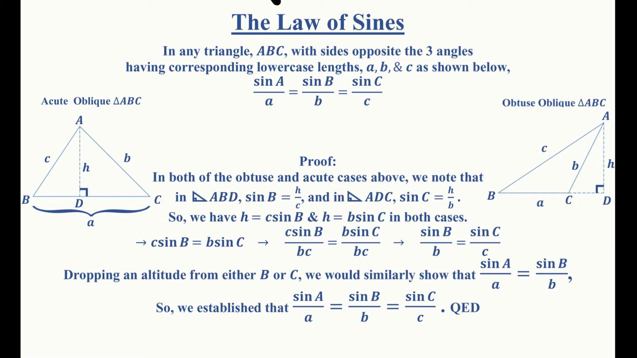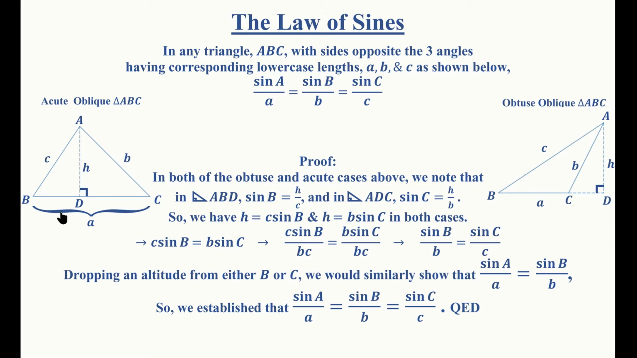So if we take these two equations and solve both of them for h, we end up with h equals c times sine of b from here. Imagine a 1 under there and cross multiply. And we get h equals b times sine c from this equation. Now, if we take both sides of this equation and divide it by bc, we get the c's canceling here and the b's canceling here, so we end up with sine b over b equals sine c over c.